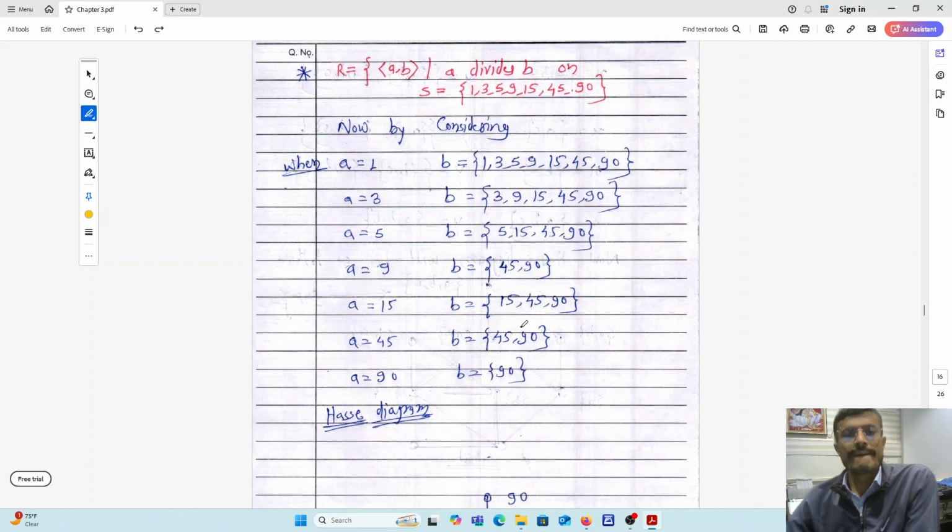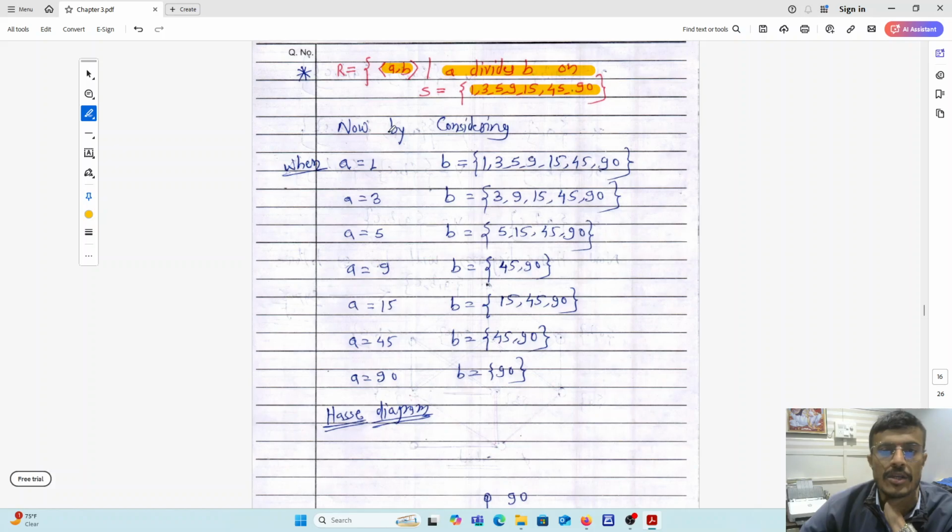Now the next example. Again it is an example of a Hasse diagram. R is the relation "A divides B" on S equal to {1, 3, 5, 9, 15, 45, 90}. Fine. So now we have to find out when A is equal to 1, whether it is going to satisfy or not. Yes, whenever A is equal to 1, definitely 1 will divide 1, 3, 5, 9, 15, 45, 90. No issue. It will divide all these terms. Whenever A is equal to 3, it will divide itself, 3, 9, 15, 45 and 90.